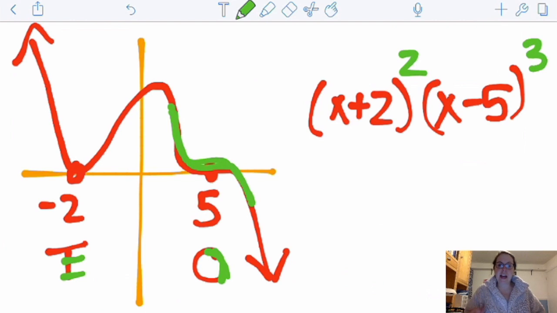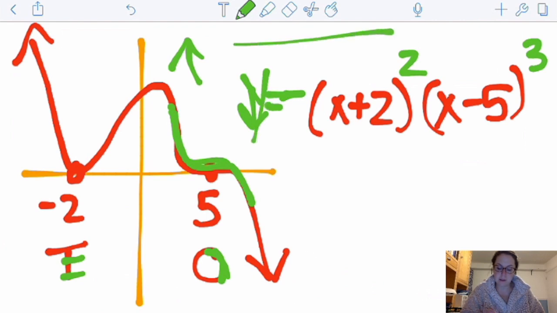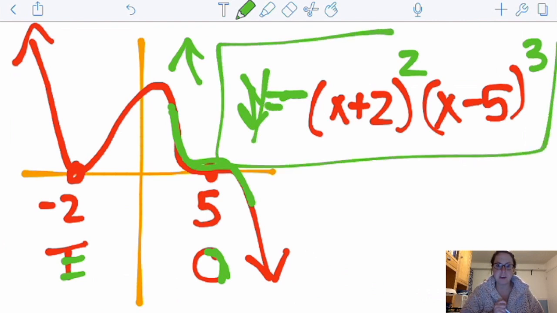And then look at your end behavior. It is looking like a line with a negative slope. It goes up to the left, down to the right, so you're going to need a negative out front. And so this would be y equals that with a negative there.